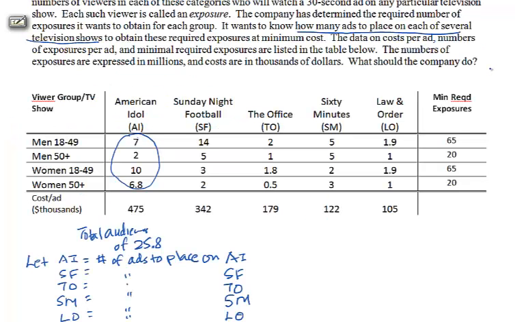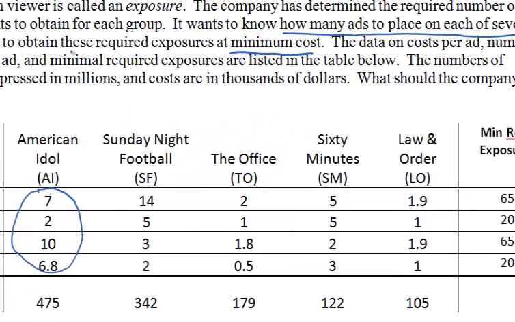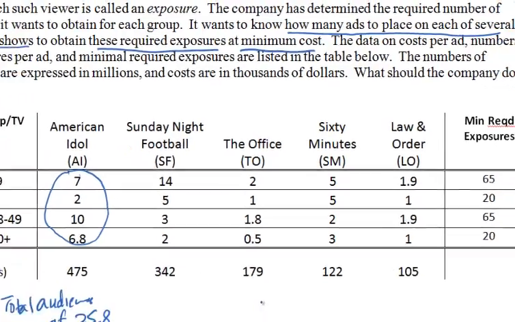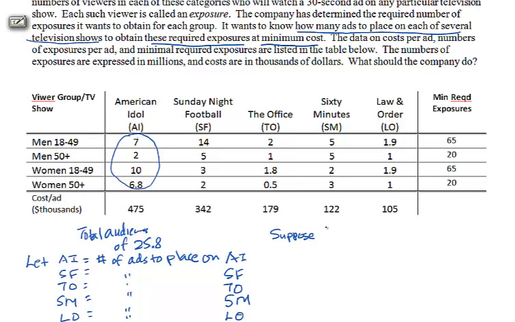Now, what is the objective? The company wants to minimize the total cost while meeting these exposure requirements. For each show, the cost should be the price of one ad times the number of ads. For example, suppose you take out five ads on American Idol. That is, buy ad time on five episodes. Then what would be the cost of this? Suppose AI is five, the number of ads placed on American Idol is five. Then the cost from this would be 475, that's the cost for one ad, times five, which is 2,375.